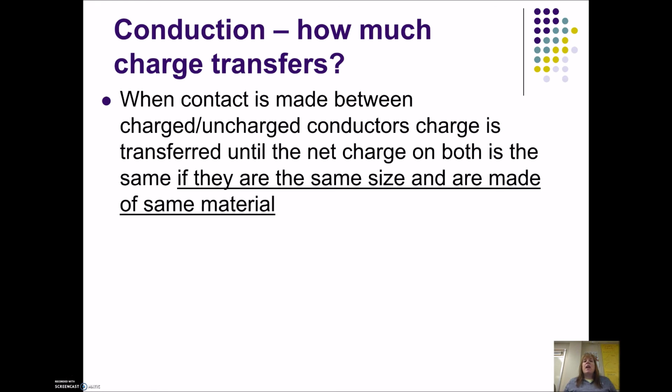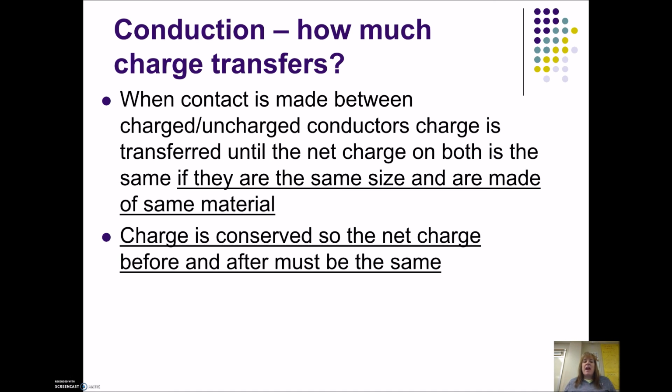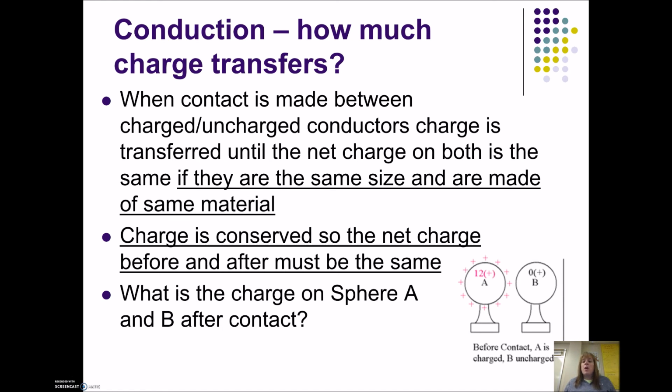So anytime we have charge transfer, how much charge transfers is really based off the material and the size of the object. But if they're the same size and the same material, then the net charge is just going to be an average. What I mean by that is, because charge is conserved, the net charge has to be the same before and after. So if I start with 12, say here I have positive 12 charge, when I touch these two materials together, I still have to end up with a positive 12 charge.